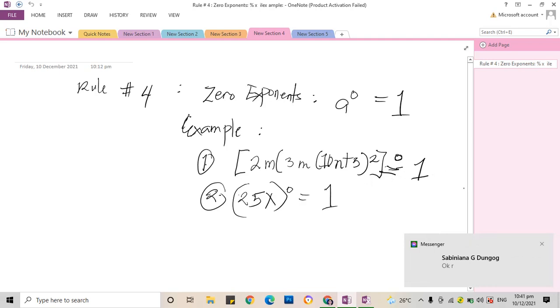Then number 2, 25x raised to the power of 0. So the answer is 1.